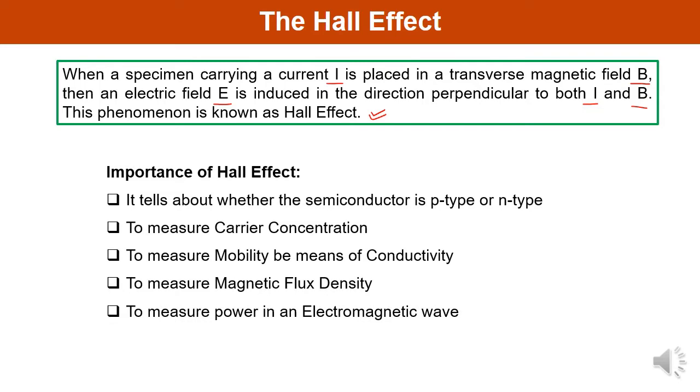Importance of Hall effect. Hall effect tells about whether the semiconductor is p-type or n-type. It is used to measure concentration. Hall effect is used to measure mobility as well. It is helpful to measure magnetic flux density, and if there is a requirement to calculate power in an electromagnetic wave, Hall effect can be used. So these are all the purposes for which Hall effect can be successfully applied.